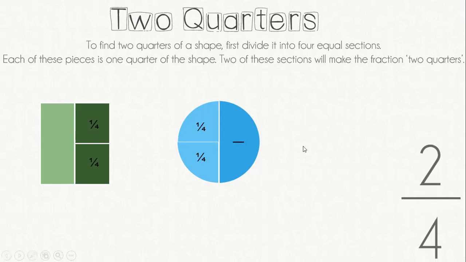So we're counting 2 equal parts of the whole. The whole has been cut into 4. So 2 parts, that's our numerator, of 4 equal parts, which is our denominator. So that is 2 quarters.